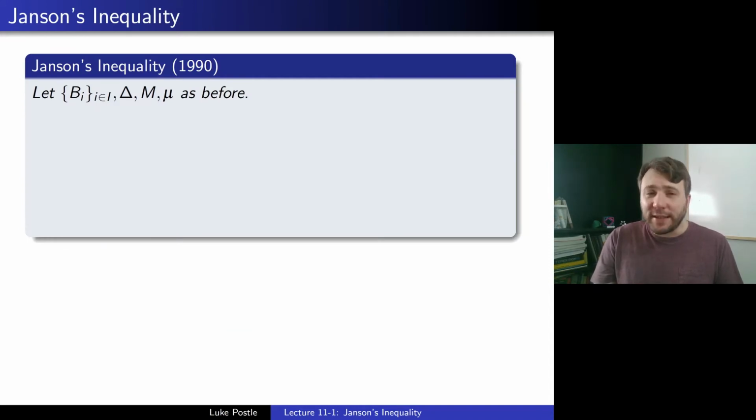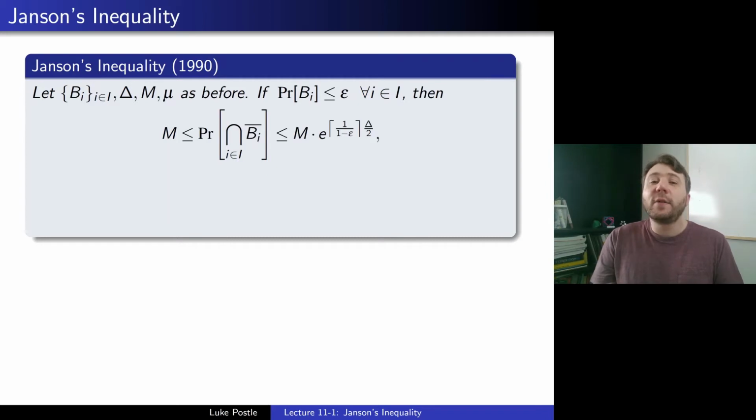It says if we let these B_i be the setup in the same probability space and all that, and we have delta as we had defined, and we have M our target bound, and mu this expected number of events, all as defined before. And I'm going to add an additional assumption. If the probability of the B_i is at most epsilon, for some fixed epsilon, for all i, so that's saying the probability that we actually select any of these sets, each one is individually small, then what we can find is that M, the target bound, is actually a lower bound for the probability that none of these events happen, which is also upper bounded by M times a bit of a fudge factor. So it's e to the 1 over 1 minus epsilon, delta over 2.